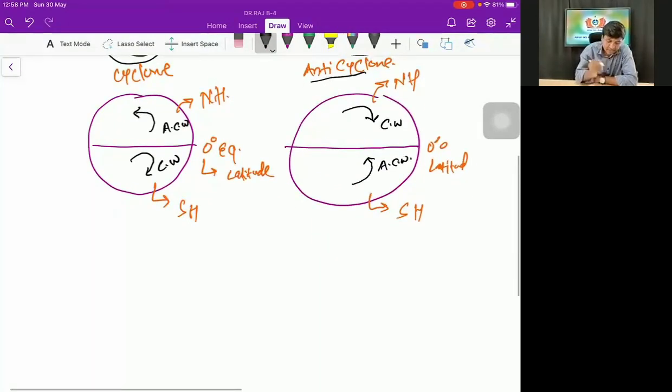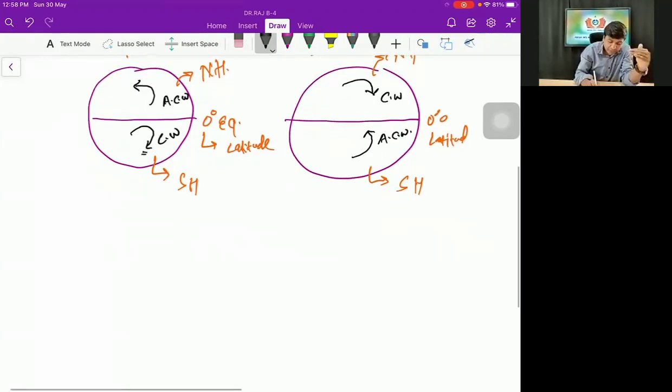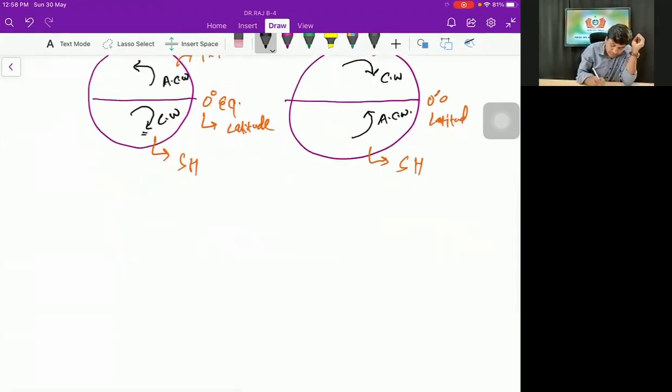And again, you have to understand why cyclones move anti-clockwise in the northern hemisphere and why they move in a clockwise direction in the southern hemisphere. Okay, so I will take this 0 degree latitude, and this is the northern hemisphere. In the northern hemisphere, you know that cyclones will originate at low pressure areas.